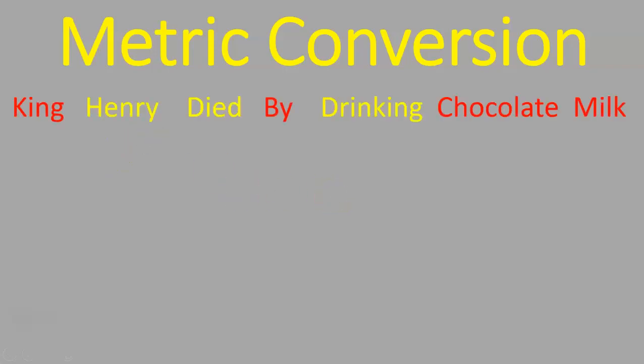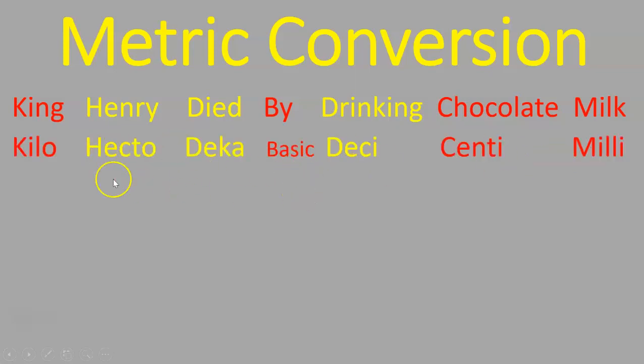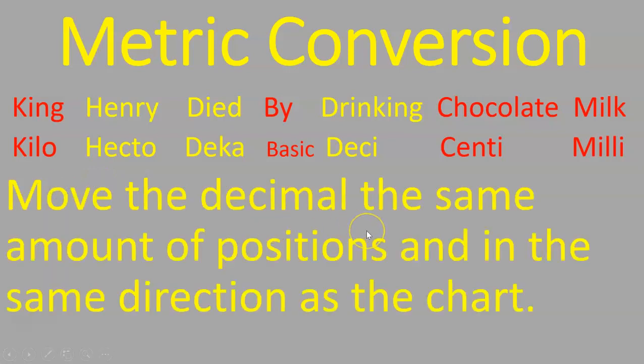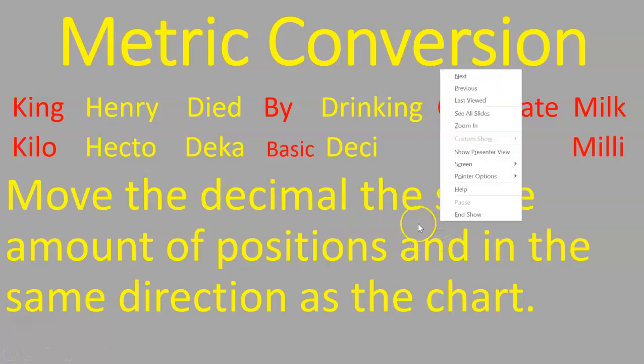It seems kind of silly, but that's a nice way of remembering these prefixes. Kilo, hecto, deca, basic, deci, centi, and milli. With basic being the meter, gram, and liter that we just talked about. Now put the ones in red that we're going to focus on, because in the United States you hear the red ones more than the yellow ones. We don't really talk about the yellow ones much at all, so we're only going to focus on the red ones for our example. Basically, you're just going to move the decimal the same amount of positions and in the same direction as the chart. So let's see what we mean by that.